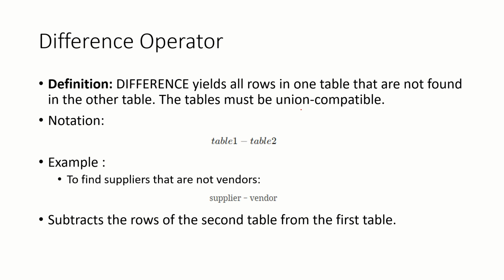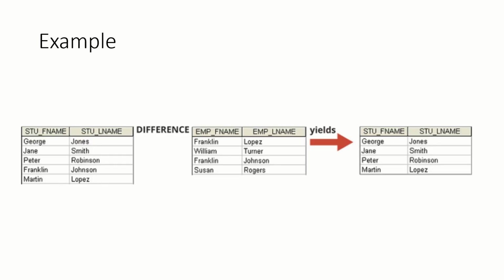Difference operator. So basically, they are trying to create all the rows in one table that are not found in another table. So table 1, table 2. If table 1 minus table 2, okay, we're trying to find the difference, what table 1 has but table 2 doesn't have. So for this one, table 1 is right here, table 2 is right here. We're trying to find the difference.